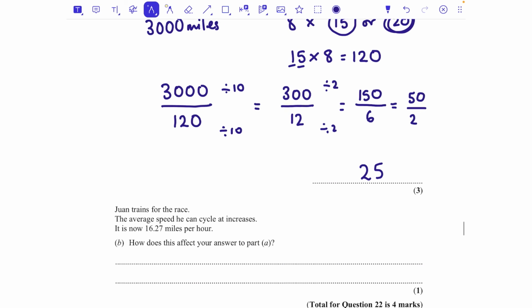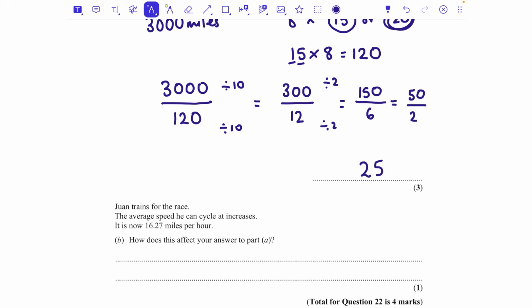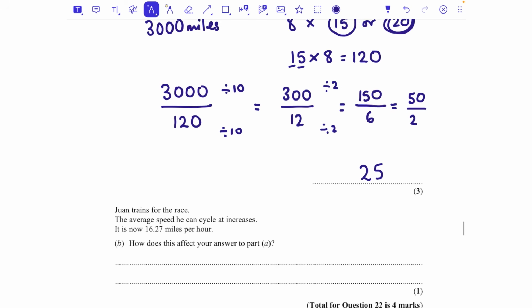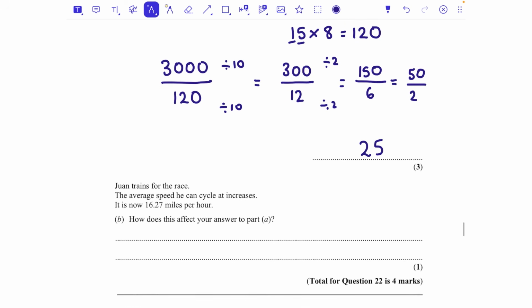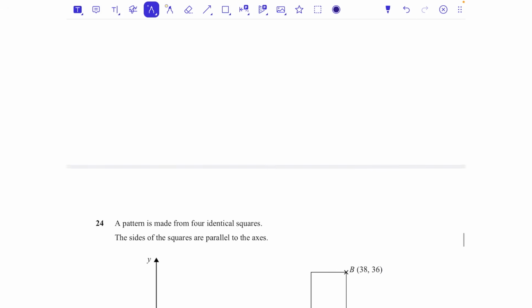Okay, so Juan trains for the race. The average speed he can cycle at increases. So because he's trained, he can now cycle more miles every hour. How does this affect your answer to part A? Well, if he can cycle more miles every hour, it's going to take him less days. If he's going quicker, it will take him less days to finish the race. Your answer to part A will go down.